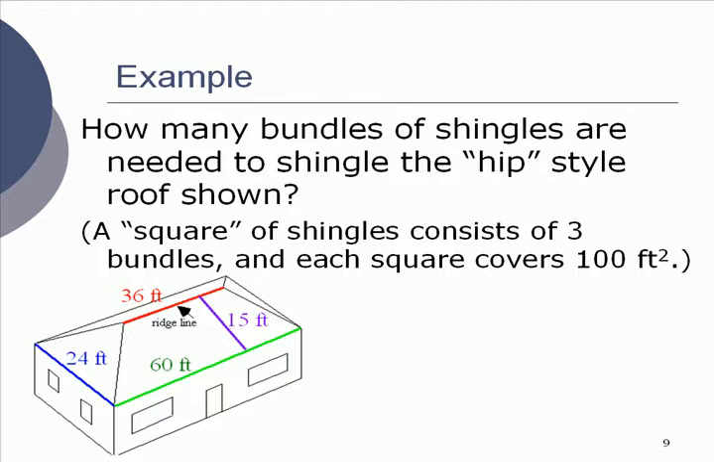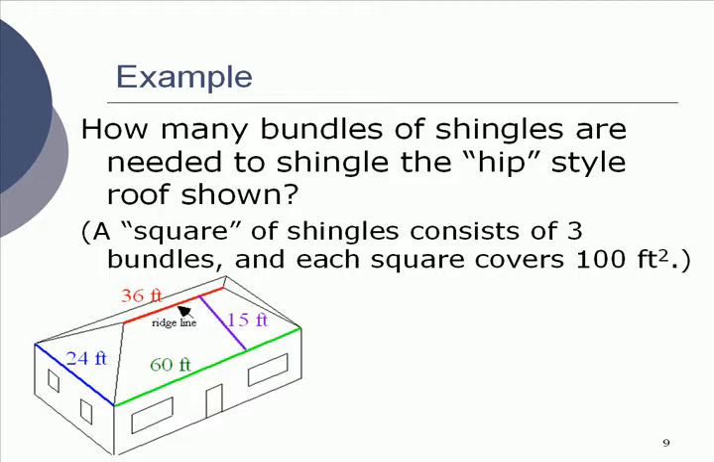A square of shingles, if you're not familiar, refers to 3 bundles. Basically, because when you lay 3 bundles of shingles next to each other, it forms a square, or one row on the pallet of shingles. And each square, that is 3 bundles, covers about 100 square feet. We want to know how many bundles we're going to need to shingle this roof.